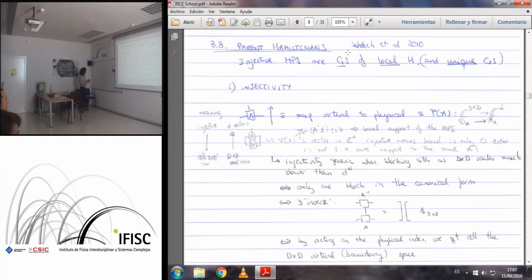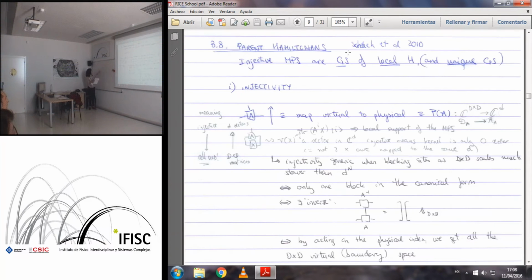Depending on the tensors that you plug in, you will be able to generate some vectors, and some others will never appear here. Injectivity means that this map is injective. It means that for any matrix X that you put in here, you get a different vector. Or only for 0, you get 0. It's the same thing.